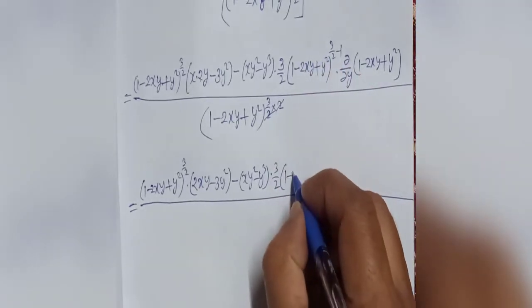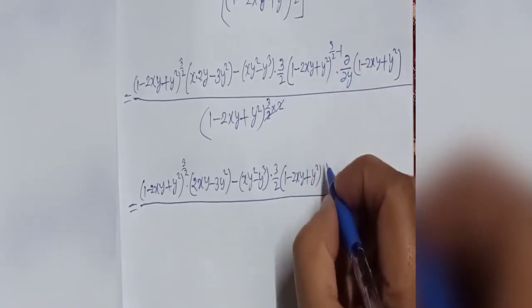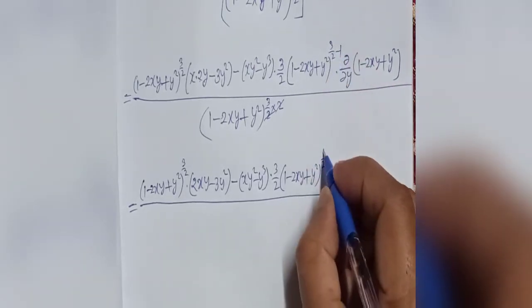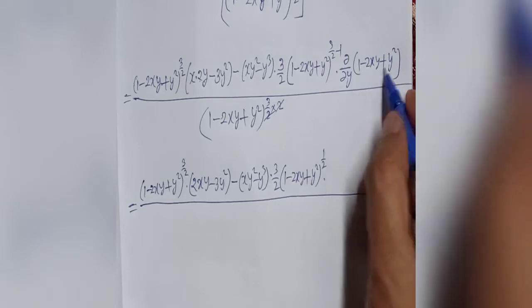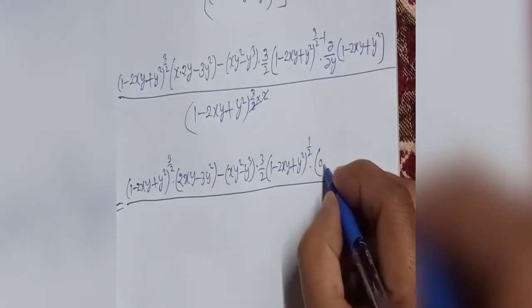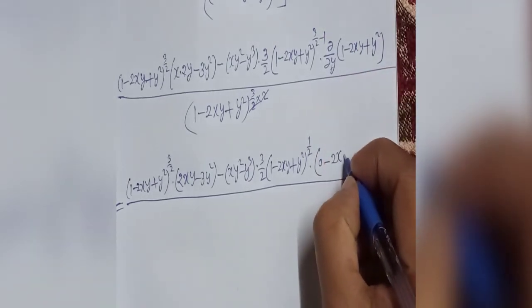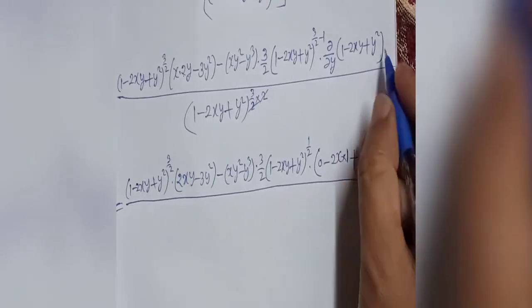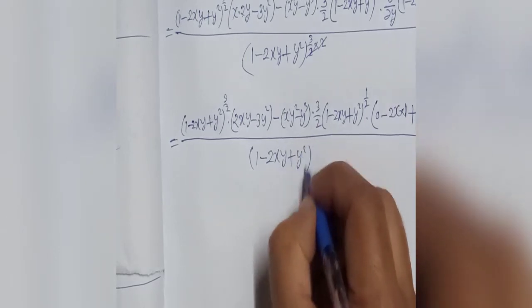Write this value (1 − 2xy + y²). On solving this we get 1/2, because 3/2 is 1 and a half, so the 1 cancels out and only the half remains. Differentiate this with respect to y, we get 0 minus, since for y, x is constant, so take out 2x as constant, differentiate y with respect to y which is 1, and differentiation of y² is 2y. Write this value (1 − 2xy + y²) to the power 3.